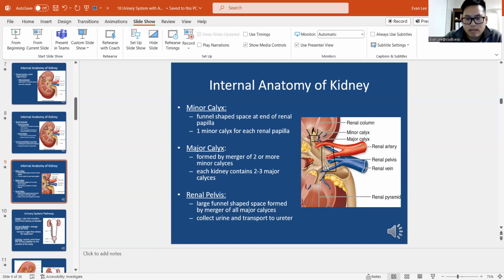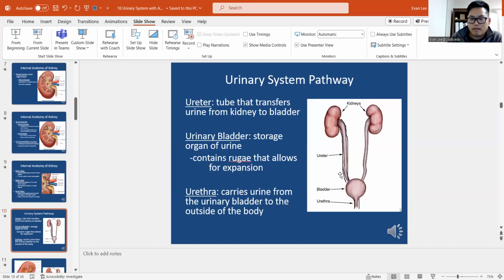So this is basically where all of the calyces, all of the funnels merge together to ultimately start to narrow down and then form this tube which leads out of the kidney. And that tube is then going to be the ureter. So basically, if you're looking at the outside of the kidney, all you can really see is the kidney itself and then the ureter attached.